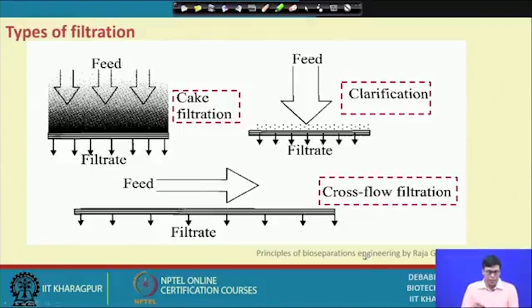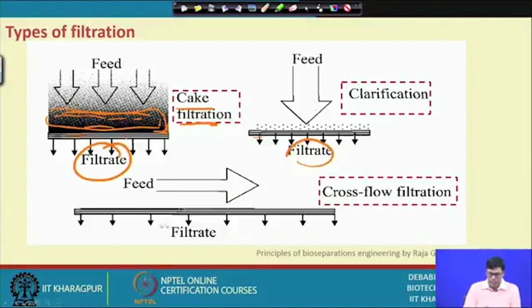And here we can see the types of filtration. This is the suspended particle when it has settled down, this is the filter media, and this is how the solid particles are deposited on the surface of the filter media. This is called cake filtration. Then there is the kind of filter where the feed is going and you get the filtrate here also. Suppose you have a fixed filter media and your flow is like this, and filtration takes place in this direction, we call it cross flow filtration.